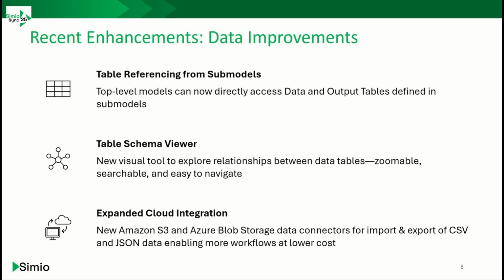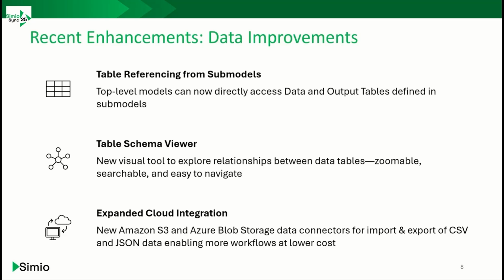Second is a new table schema viewer. As models grow more complex, understanding how your tables relate becomes critical. The schema viewer gives you a clearer visual map of your table relationships. It's a huge help for modelers, especially those newer to the data side, who want to simplify, audit, or refine how their data tables are connected. You'll start to see more horizontal table relationships and a clearer picture of how your model's data is structured. It's a smart way to identify opportunities to streamline.